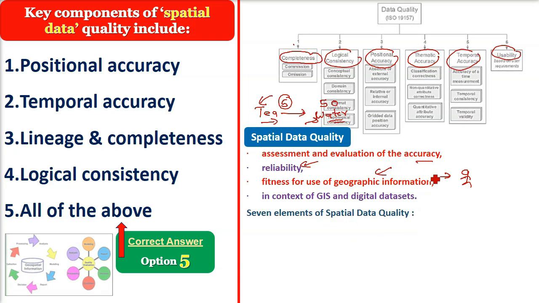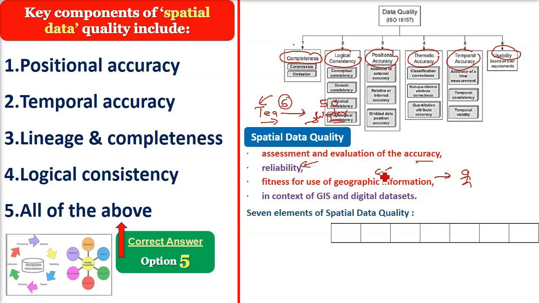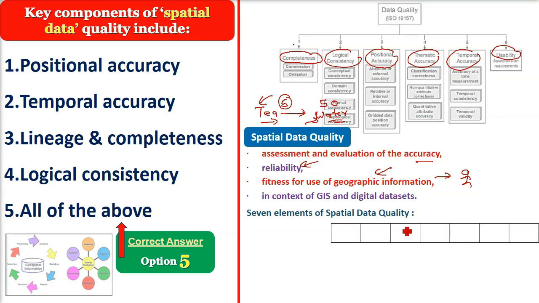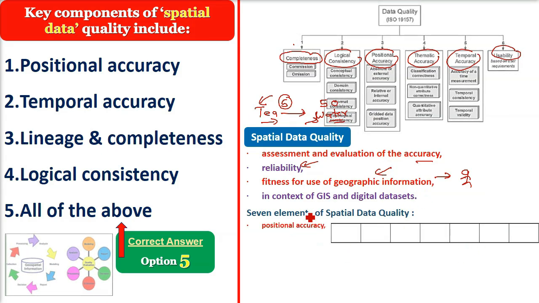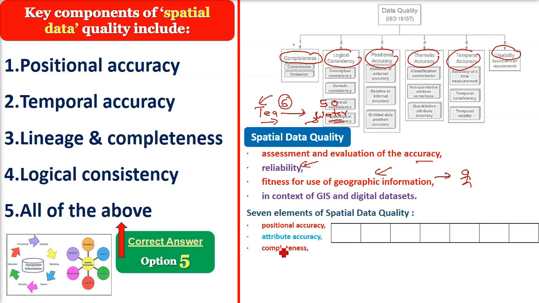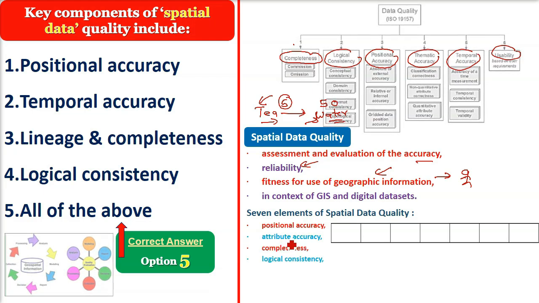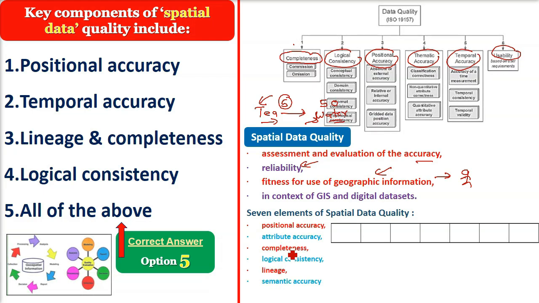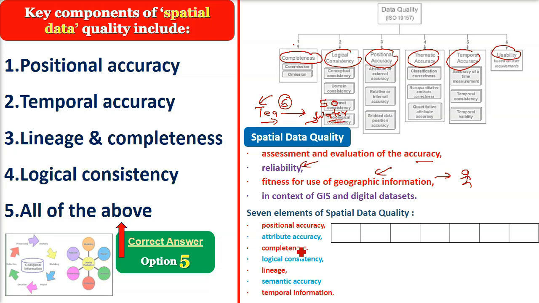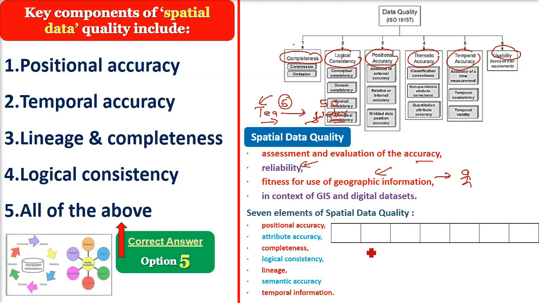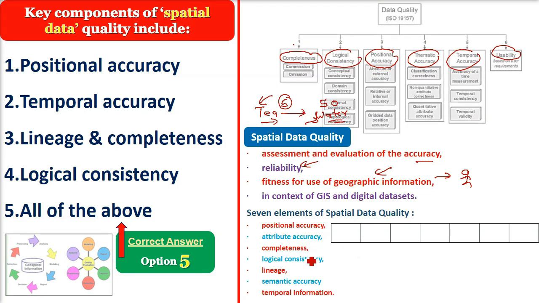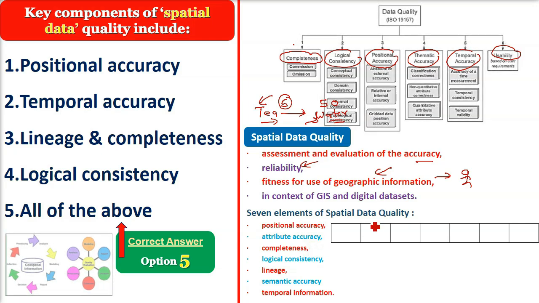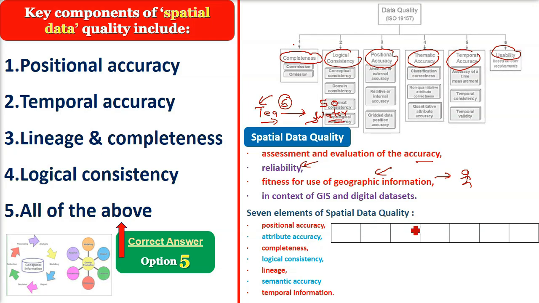So, 7 elements of spatial data quality. Just understand one by one. First one is the positional accuracy, attribute accuracy, completeness, logical consistency, lineage, semantic accuracy, temporal information. Okay. Now, just by saying this will not work. Let me explain it to you. So these are the 7 elements of spatial data quality.